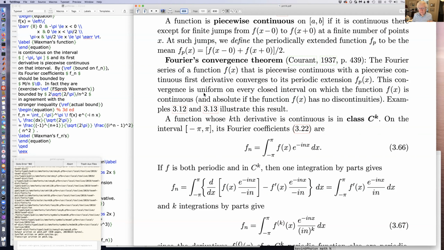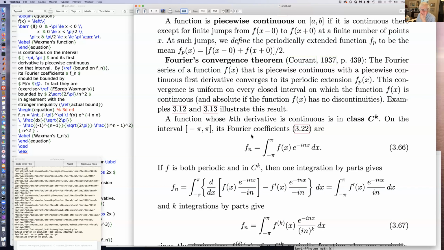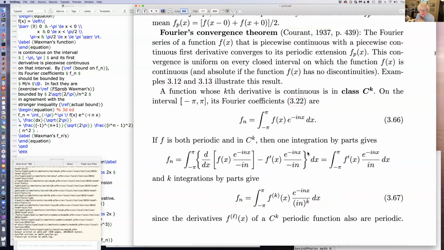Now, here's a definition, class C^k. A class C^k is the set of all functions whose kth derivative is continuous. So that's what C^k means, continuous kth derivative. And clearly on the interval, the Fourier coefficients are going to be this.